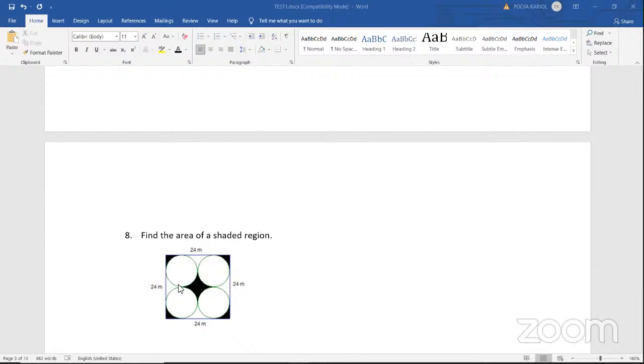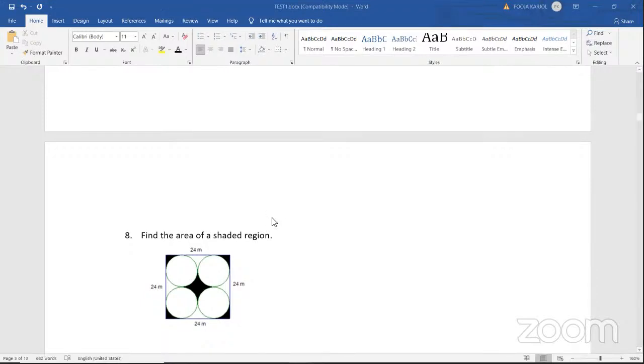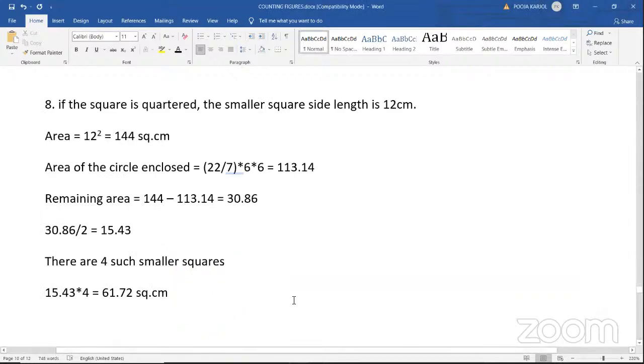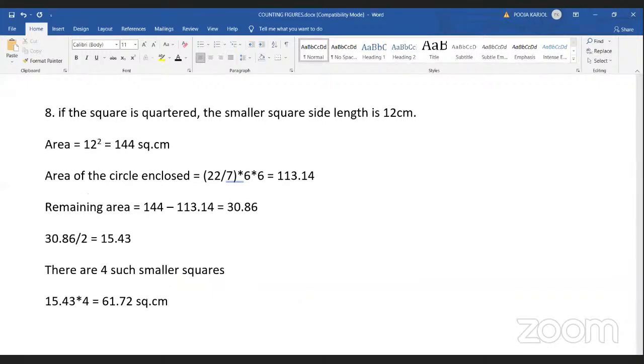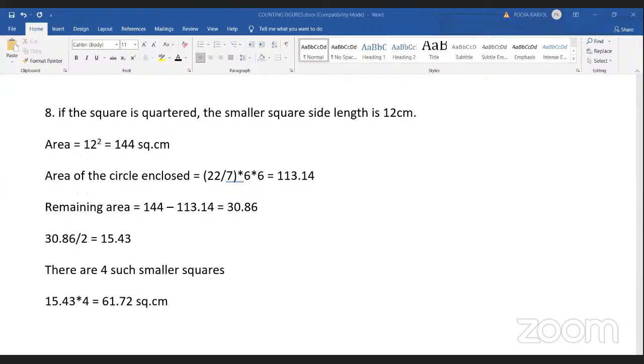Now, the side is 12. What is the radius of the circle? The diameter would be 12, so the radius is 6. In finding the area of a circle, and we should take area of square minus area of circle, and then we get some area. We should divide it by 4, and we'll get one part, like the corner parts, and we should multiply by 8.